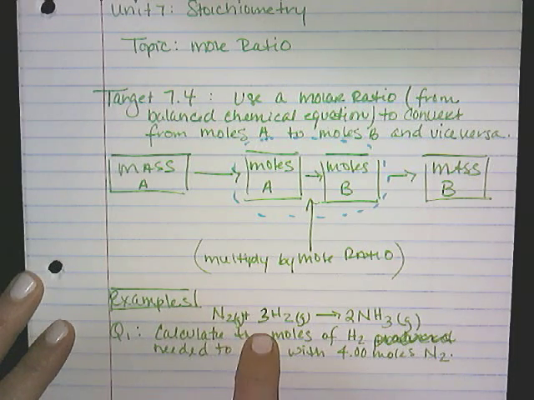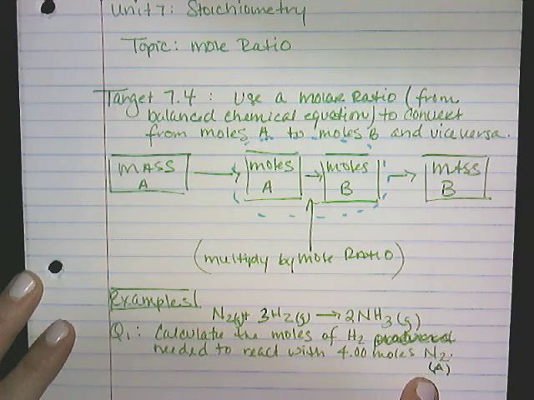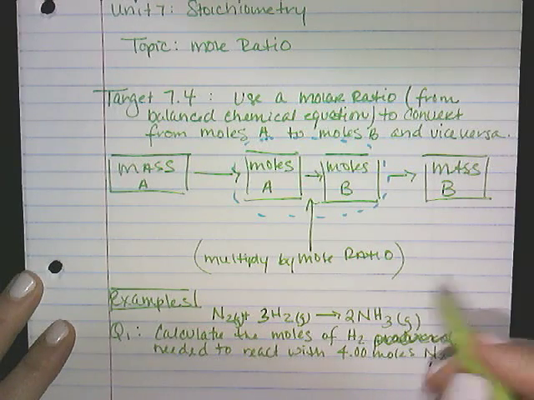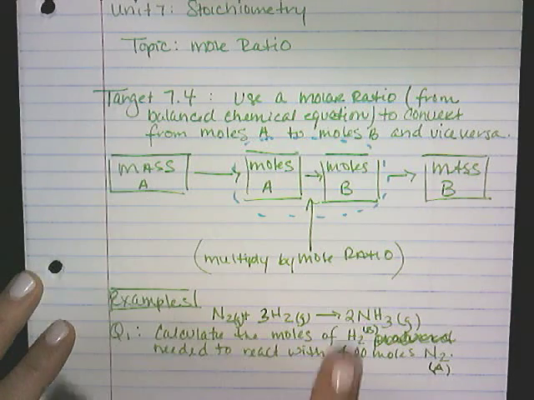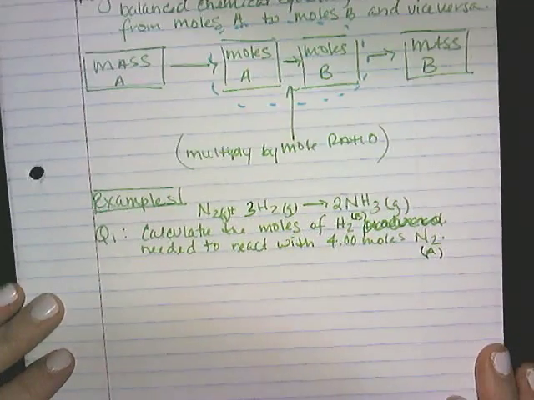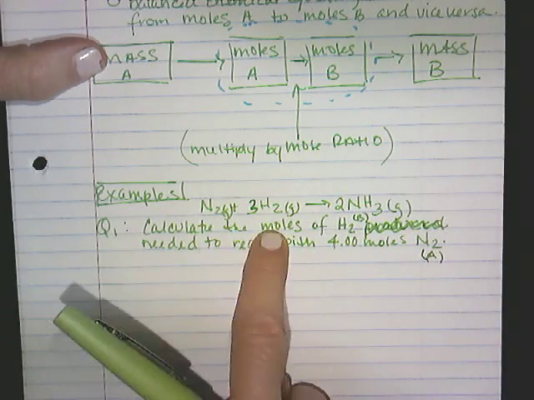So we're talking about 2 reactants, and we have 4.00 moles of N2 to start. So that's going to be our substance A. Anything that's given is going to be our substance A. Anything we're solving for is going to be our substance B. So when we convert moles of A to moles of B, we know A and we have to solve for B. In order to do that, we have to identify some mole ratios from the balanced equation here.